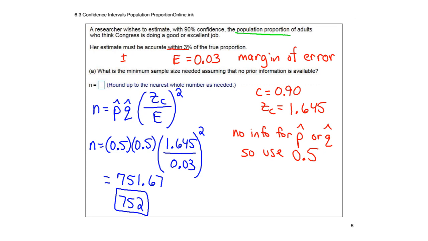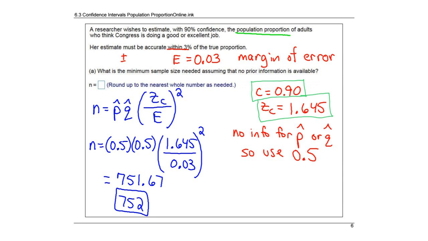All right, let's try another minimum sample size. So let's see what the problem gives us. It says a researcher wishes to estimate with 90% confidence. So 90% confidence means that our confidence level is 0.90. If we go to our resource sheet, we see that that means that the critical value would be 1.645. Okay, that's on the bottom of the first page of the resource sheet for chapters 5 and 6.